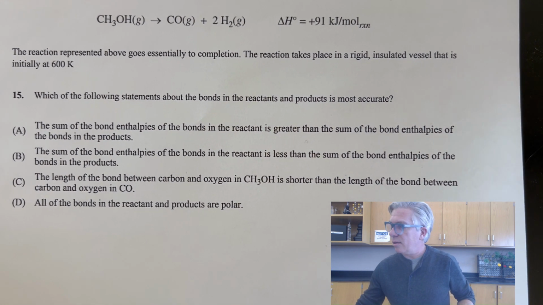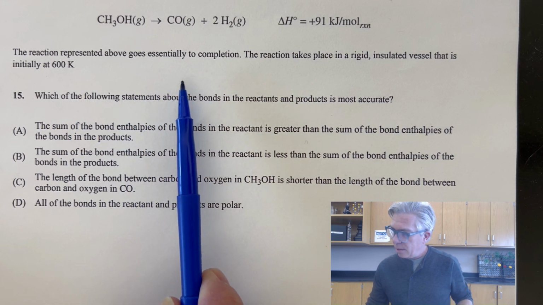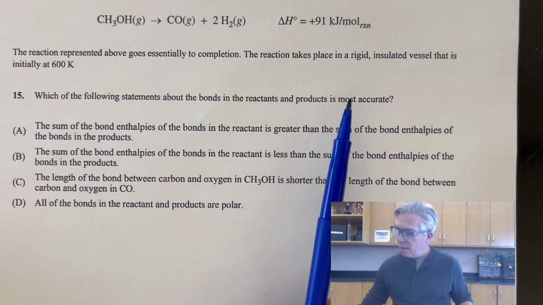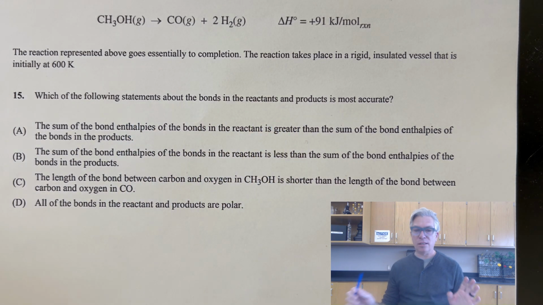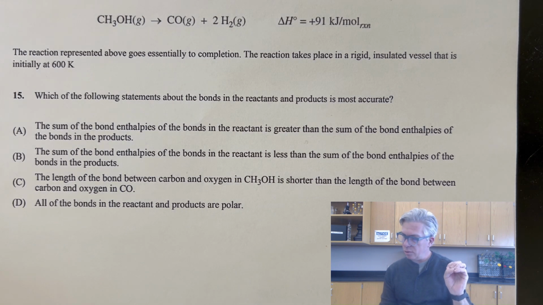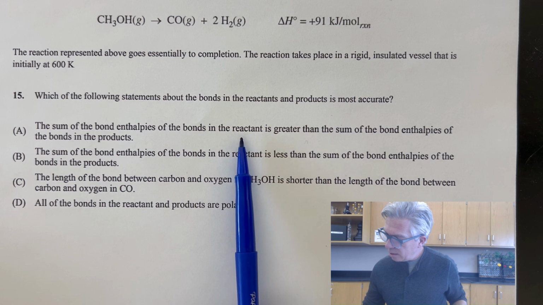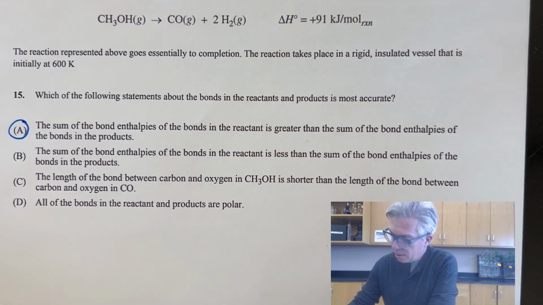All right, again, look at all the words on these. The reaction represented above goes essentially to completion. Okay, great. Delta H is positive, so that's endothermic. The reaction takes place in a rigid container. Which of the following statements about the bonds in the reactants and products is most accurate? So if it's endothermic, the energy required to break the bonds is bigger than the energy that we get from making bonds. So the sum of the bond enthalpies of the bonds in the reactant is greater than the sum. There it is in letter A. And that would be our answer.